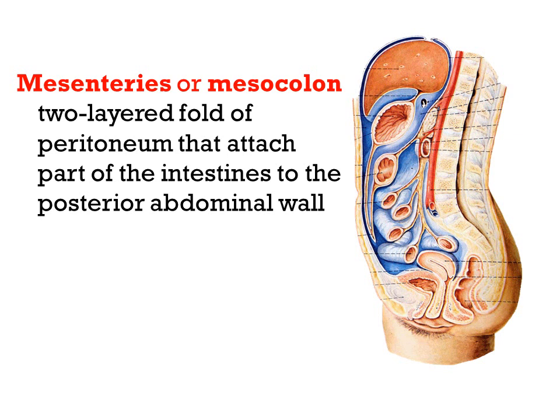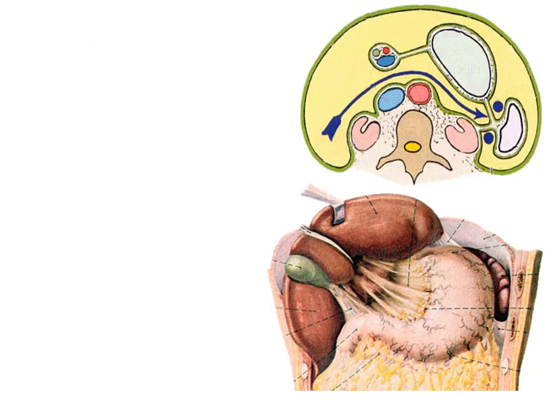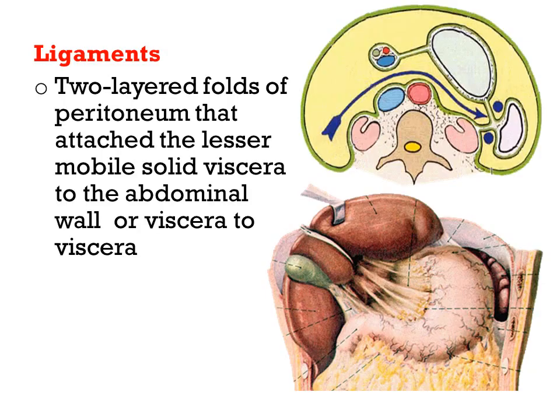Mesenteries or mesocolons are two layers of fold of peritoneum that attach parts of the intestine to the posterior abdominal wall. This is called mesentery, like the mesentery of the small intestine and the mesocolon of the colon. Ligaments are two layers of fold of peritoneum that attach less mobile solid viscera to the abdominal wall or viscera, like the gastrosplenic ligament, splenorenal ligament, and so on.